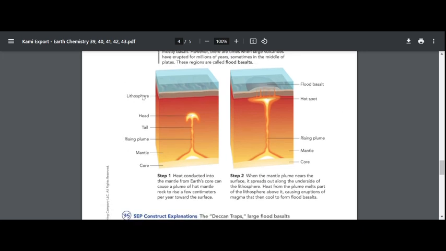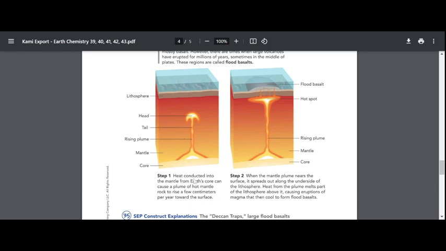So again, this right here is the lithosphere. We've got the head right here, the tail. This is the tail. This is the rising plume, the mantle, and then finally the core. Okay. Over here, we see the flood basalt, the hot spot, the rising plume, mantle, and then the core.